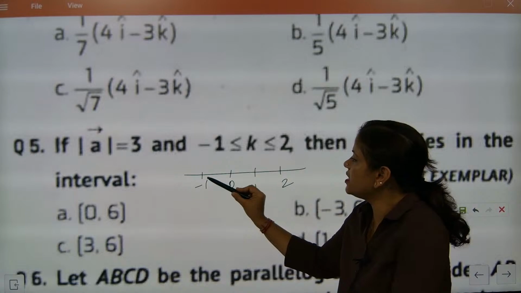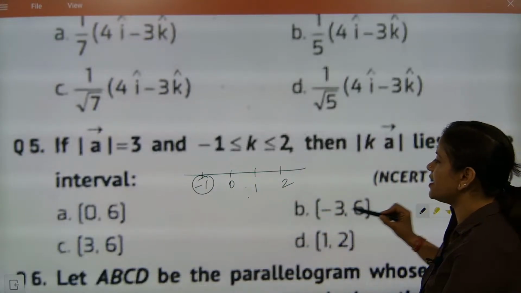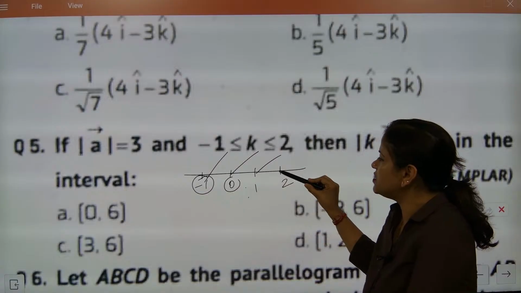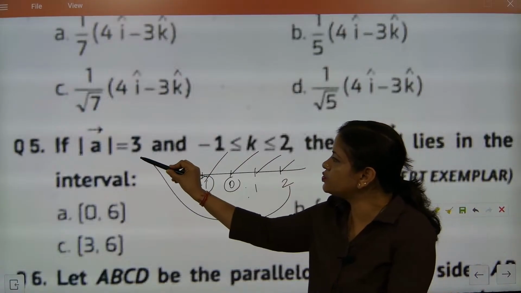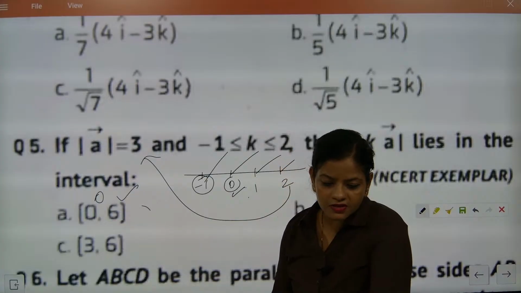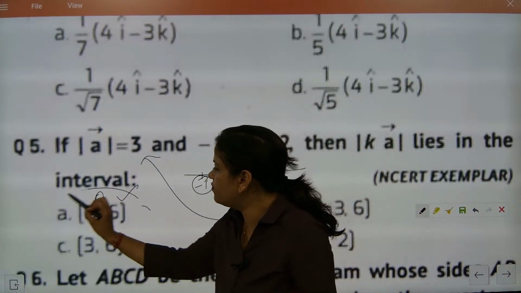If I am taking k negative also and putting it inside, it will become positive. So definitely it will give the all-positive range. The maximum value is 2 3s are 6 and the minimum value will become 0. So the answer is A, and that is very good. Well done both of you.